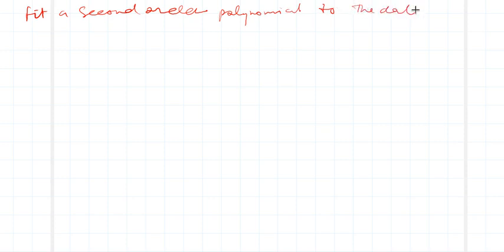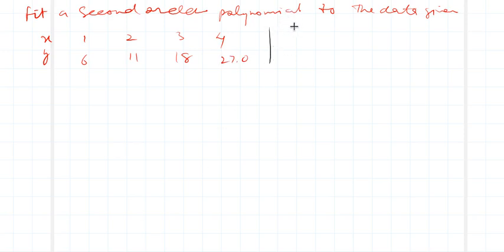So the problem is that you have to fit a second order polynomial to the data given below, where the data is given as x and y. The values of x are 1, 2, 3 and 4, and the values of y are 6, 11, 18 and 27.